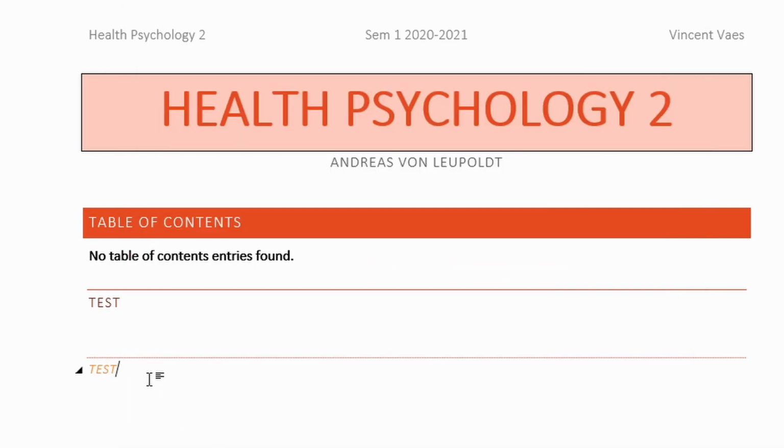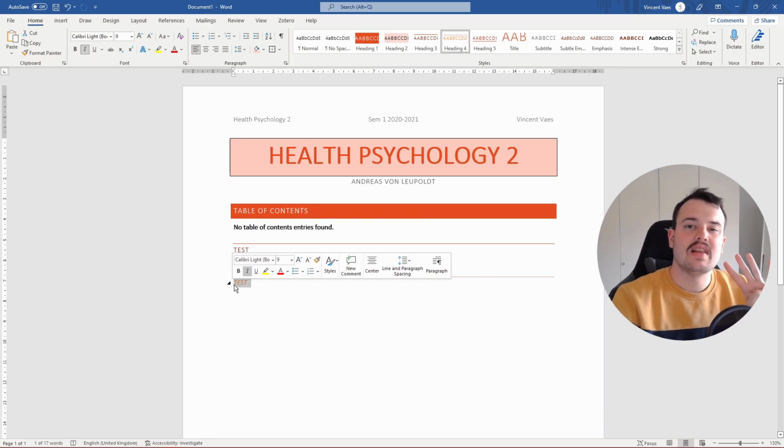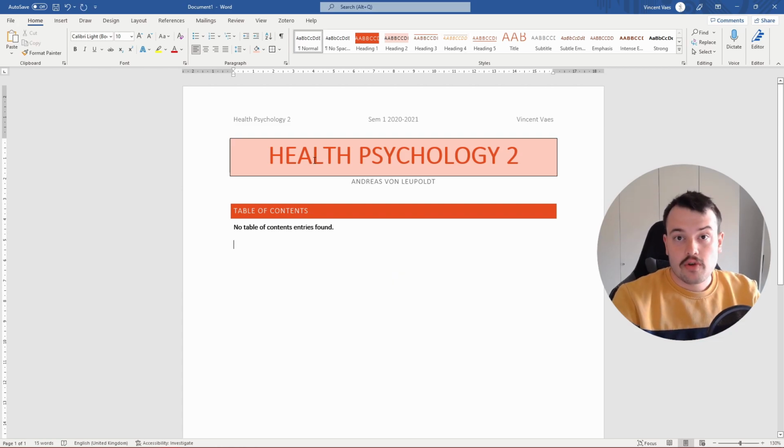Now, as you can see, in my opinion, these texts are already way more differentiated, and it's way more clear that this is a subtitle of level 3 and this is a subtitle of level 4. I really like that a lot more. Alright, now for the real deal.